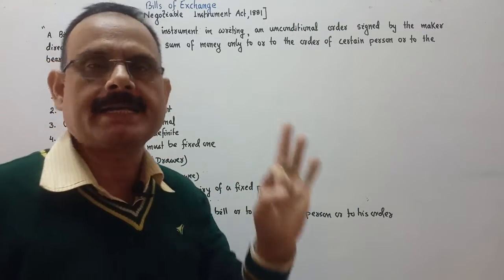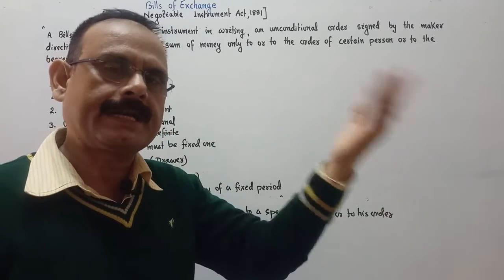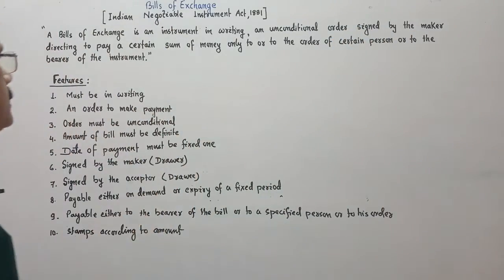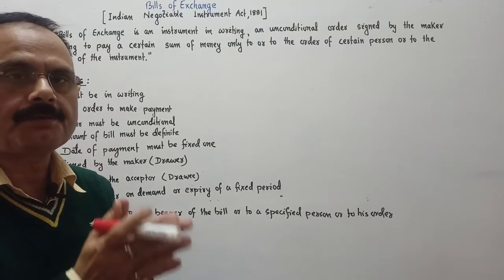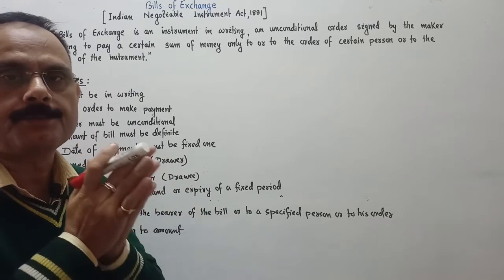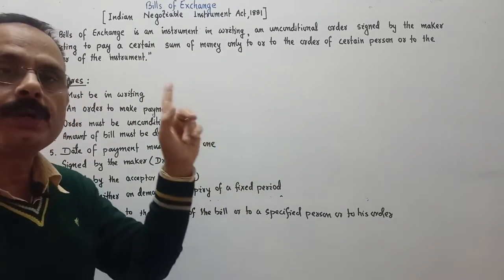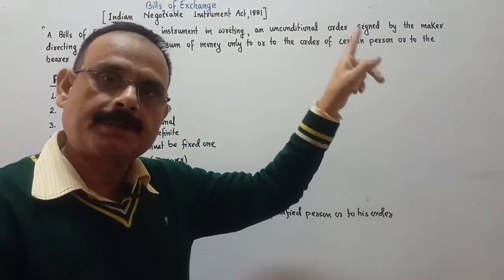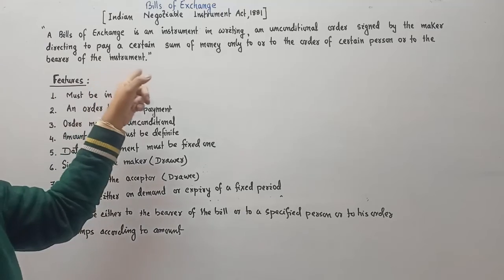Signed by the maker, means drawer, whosoever draws the bill. Normally it is drawn by the creditor, and it is drawn over the debtor, means customer. Directing, it's an order, not a request. The statement we write is an orderly statement. We have to give the order directing to pay a certain sum of money only to me, or to the order of a certain person, or to the bearer of the instrument.